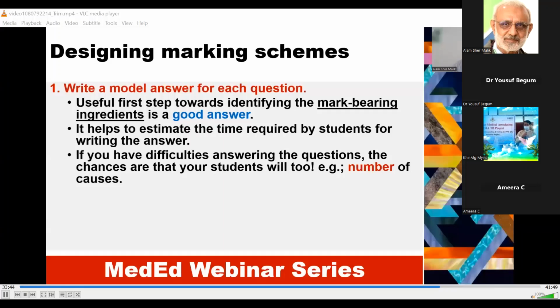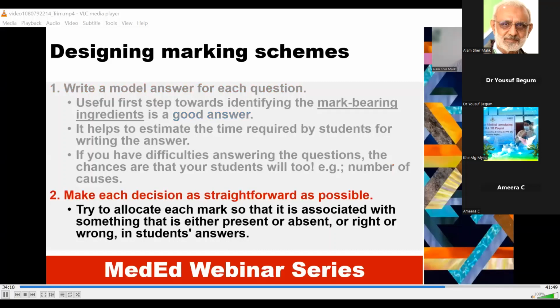If you have difficulties answering the question, the chances are that your students will also find the same difficulty. For example, you are asking for 5 causes and you find it difficult yourself to find the 5 causes. Of course, the students will not be able to answer that.